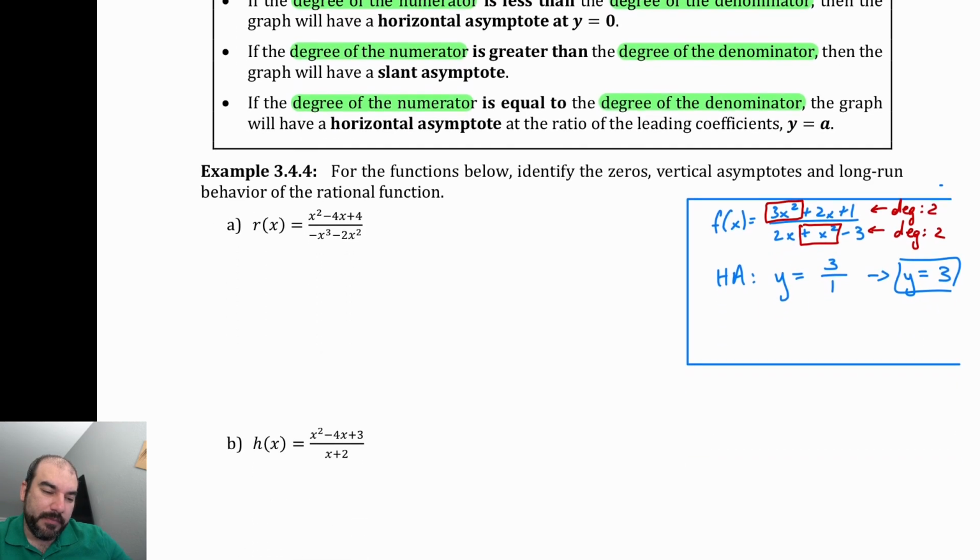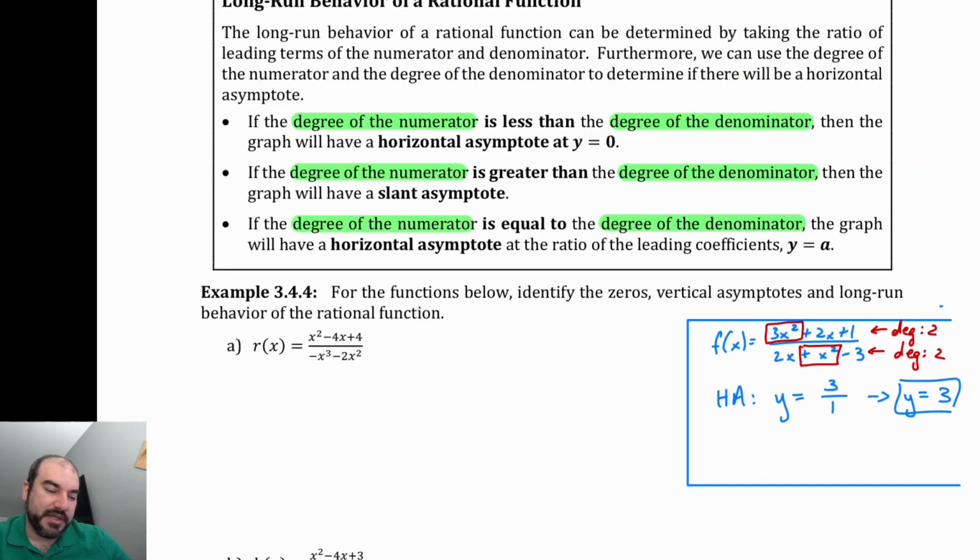Okay, so in these examples here, you'll be finding zeros. Do we all remember how to find zeros? You set the numerator equal to 0. We're going to find vertical asymptotes. We're going to set the denominator equal to 0 to find those ones. And then for long run behavior, we need to find the horizontal asymptote so that we can say what happens in the long run, right? So the horizontal asymptote determines long run behavior.